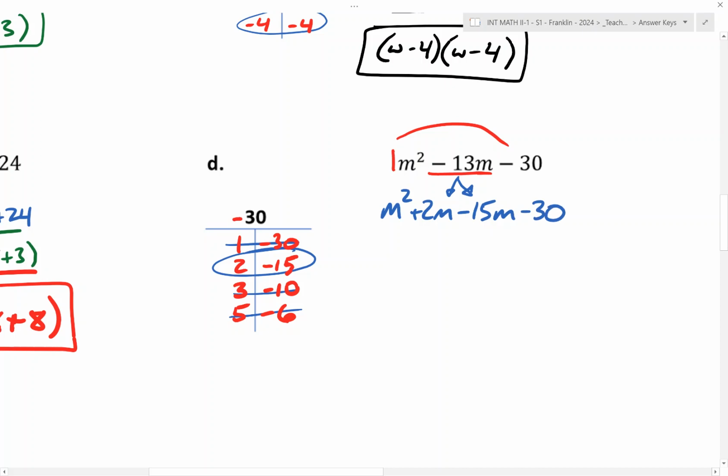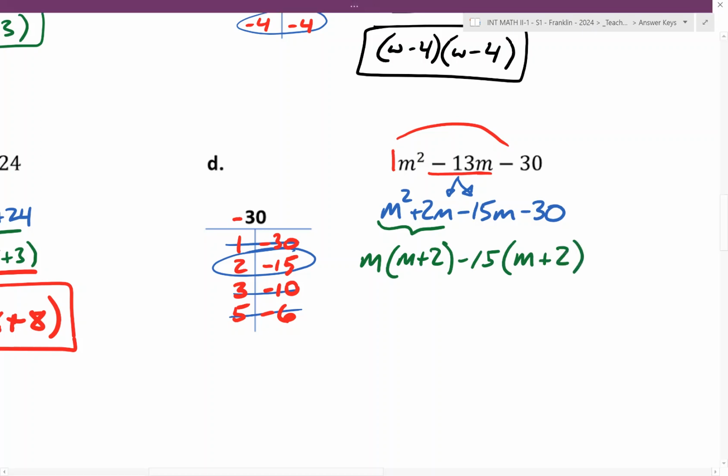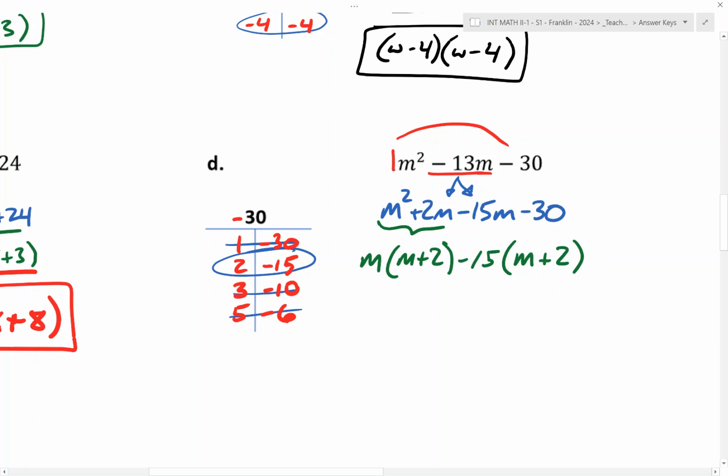And now we can factor by grouping. So take out an m, there's m plus 2. And we can take out, looks like a negative 15, leaving us with m plus 2 as well. So our two factors here are m plus 2 and m minus 15.